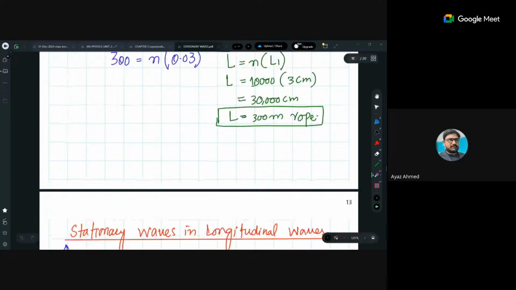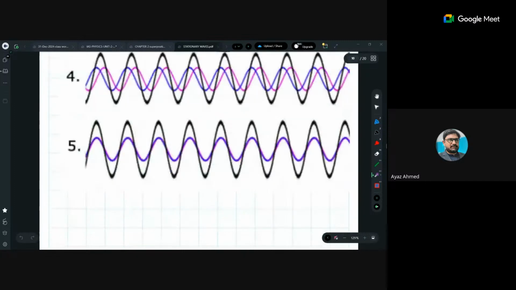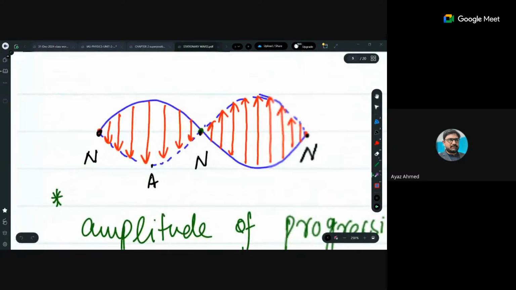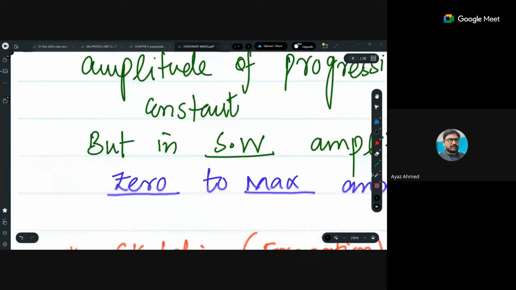For example, we were having the same thing here. This is basically the displacement, right? This is the displacement of the particles from the mean position. So we can simply say that the particles have zero displacement here, and we can make a graph from this point to this point. So particles have maximum displacement at the antinode, and as we move towards the node, the displacement becomes zero.